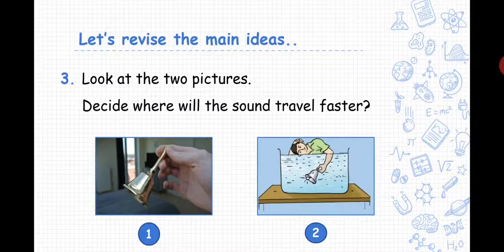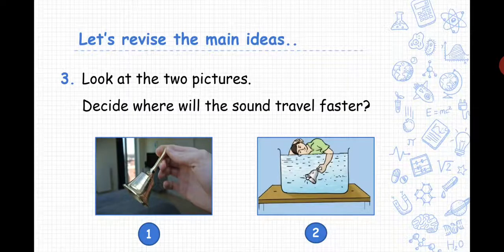We have question 3 now. Look at the 2 pictures, my dear. We will decide here where will the sound travel faster. We have in the first picture, as the bell vibrates, its sound will travel through air. While in the second picture, as the bell vibrates, the sound will travel through water. Where do you think the sound will travel faster? In air or in water?